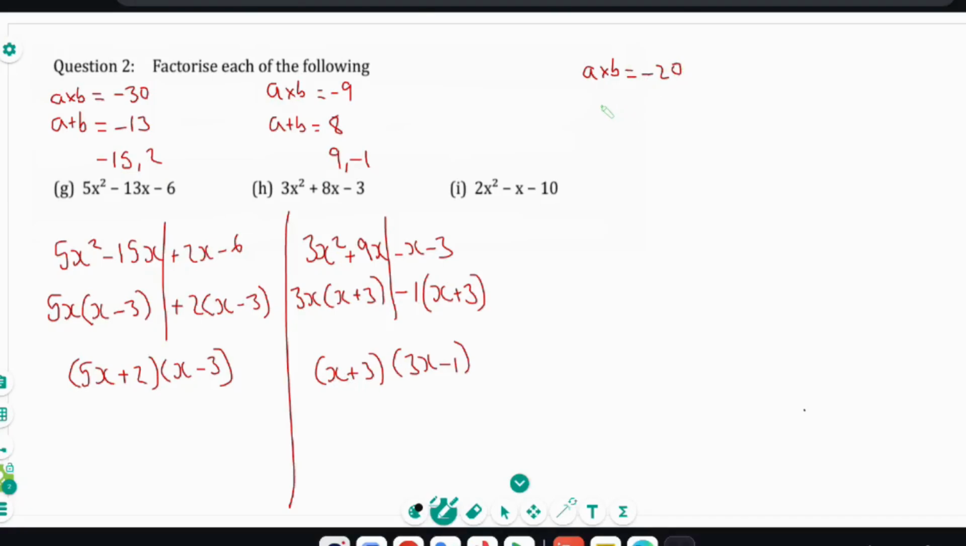2 times negative 10. So minus 5 and 4. X 2.